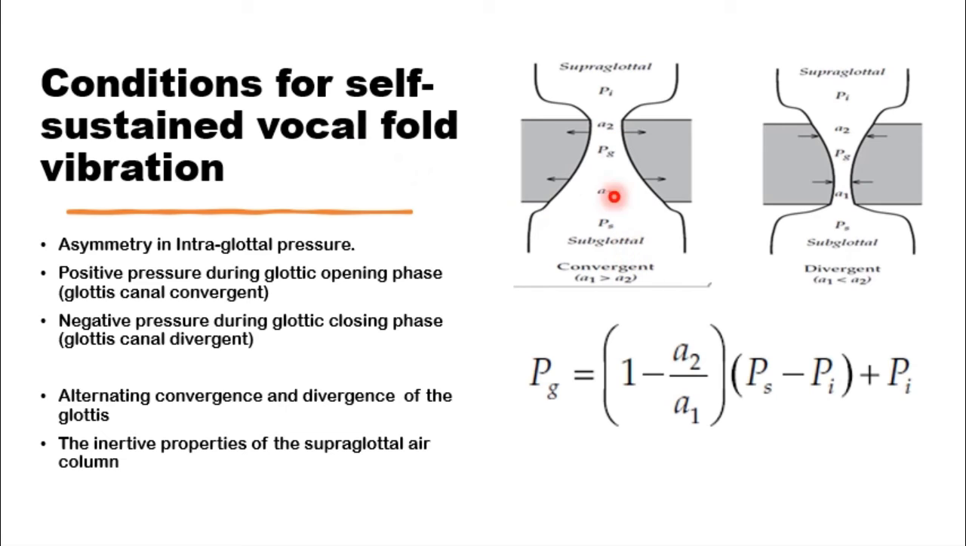The intraglottal canal pressure equation is here. And as you can see, the intraglottic pressure is dependent on two entities. The first entity is this, and this is the second entity.